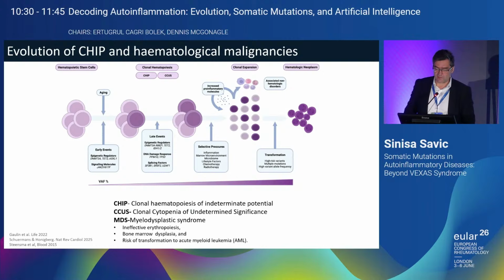So the clonal hematopoiesis of indeterminate potential is simply the state where you have some of these mutations which haven't really caused obvious disease yet, but they've caused some expansion of the clones. So the bone marrow is already becoming clonal. Then you have the next stage where you have maybe a small degree of anemia, which is called CCUS, and then further progression into more of a hematological malignancy state. Eventually, you may progress to acute myeloid leukemia.